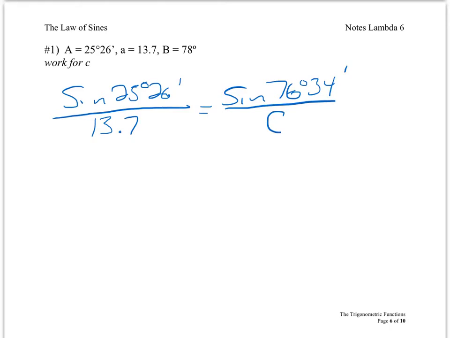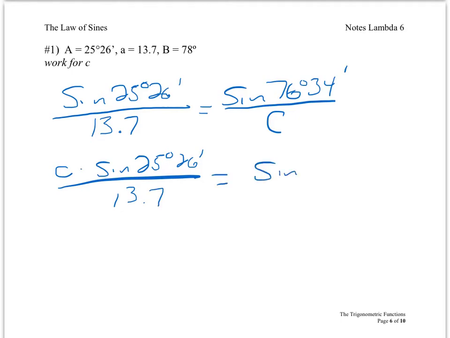Trying to solve this equation, trying to get C by itself. Since C is on the bottom of a fraction, we don't want it there. I'm going to multiply both sides by C. If I do that, I'm going to get C times sine of 25 degrees 26 minutes divided by 13.7 on the left. On the right, I'm going to get sine of 76 degrees 34 minutes.